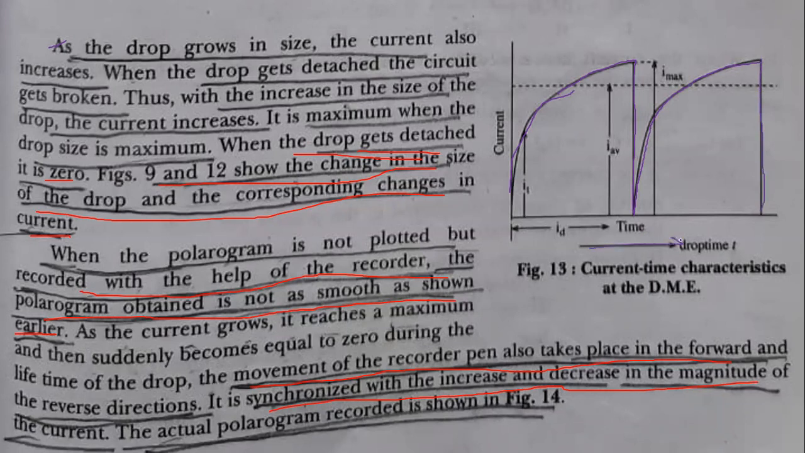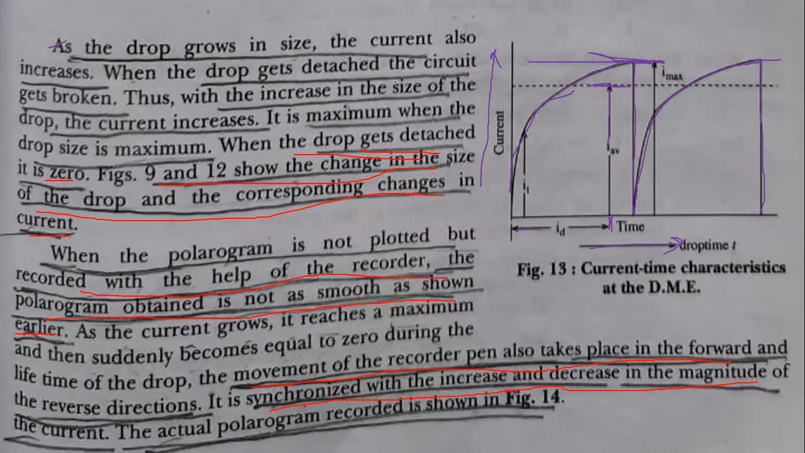So this is the drop time on this side, and this is the current we are observing. This is the I D. This is the average current. We are not taking it from the top. This is actually the I max, the maximum current, but we are taking the average. I average, and we are going to find the relation between I average and I max.